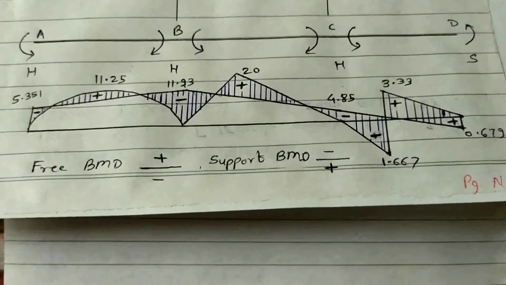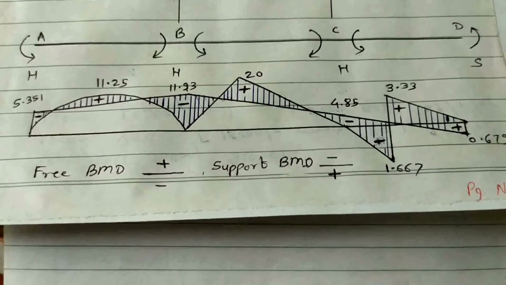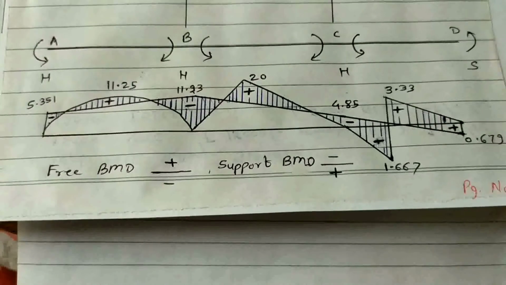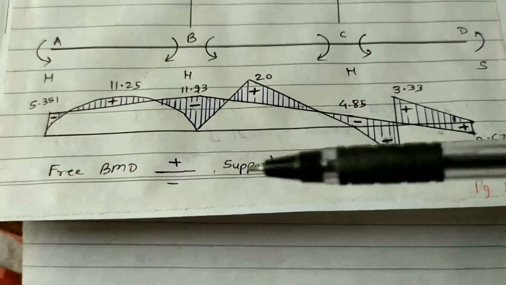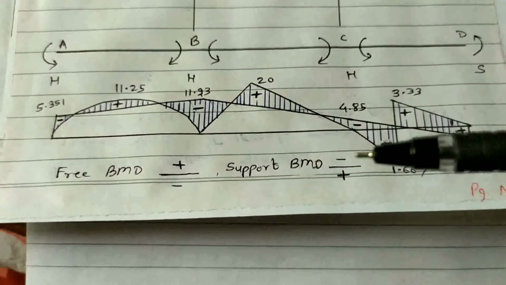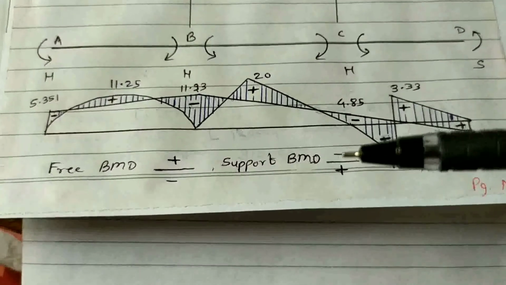Here at the end I have shown the sign convention to draw the bending moment diagram. For free BMD, the positive part is to be drawn on the upper side, and for support BMD, the negative part is to be drawn on the upper side.